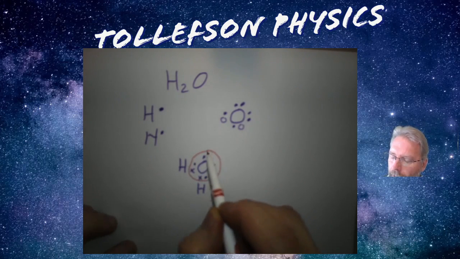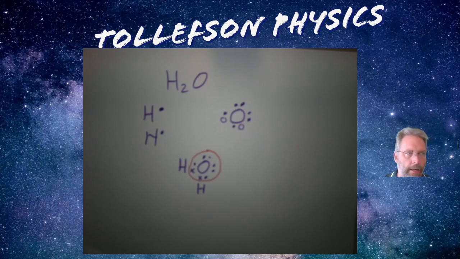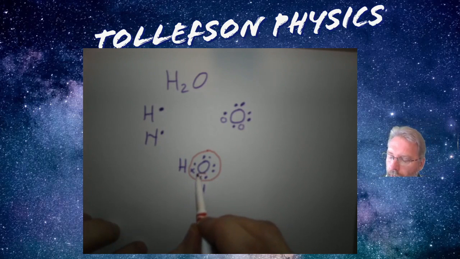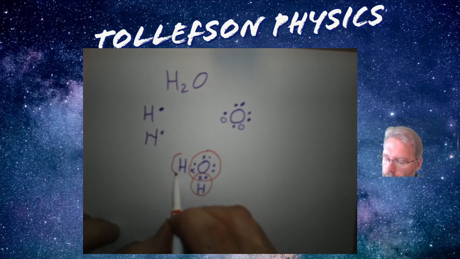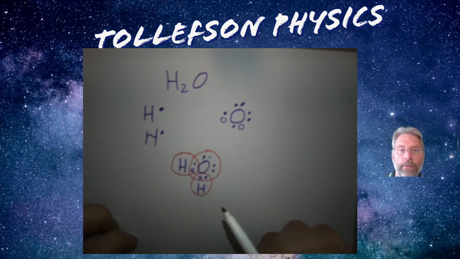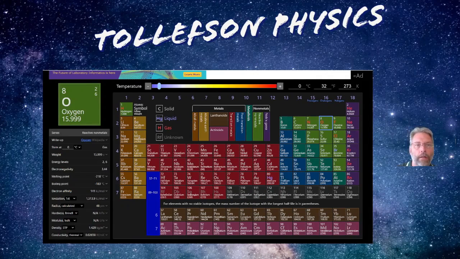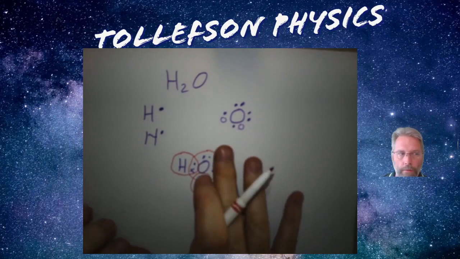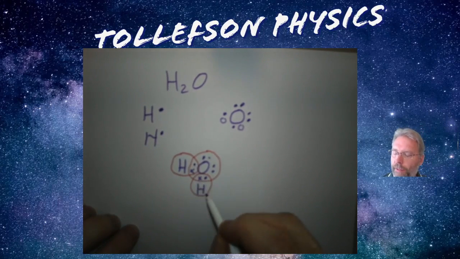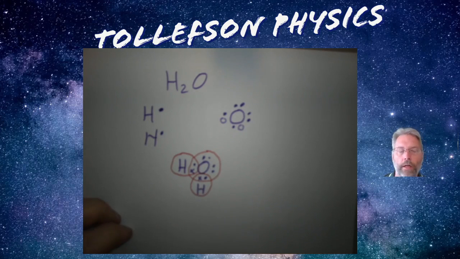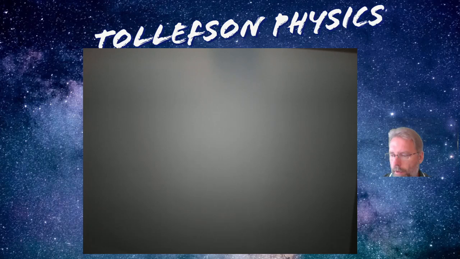How many electrons are in the outer shell around the oxygen now? There are 8. That's the goal. We want 8. Now, what about hydrogen? Each hydrogen has 2 electrons. If we go back to the periodic table, at the top you can only fit 2 electrons: hydrogen, helium, that's it. So we have now filled each outer shell of electrons so that it works. All right, let's take a look at another combination.